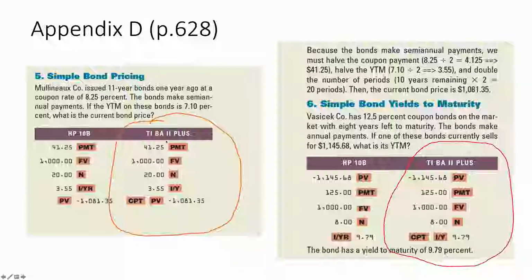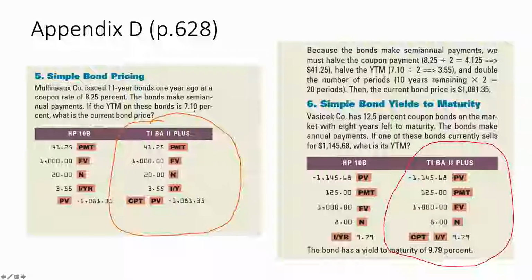Given that, solving for present value, the present value gives you $1,081.35 for this bond. My question for you is, is this bond a premium bond or a discount bond? Okay, it is a premium bond. Why is it a premium bond? Because the coupon rate, which is 8.25%, is higher than the yield to maturity, 7.1%. So you pay a premium for that.